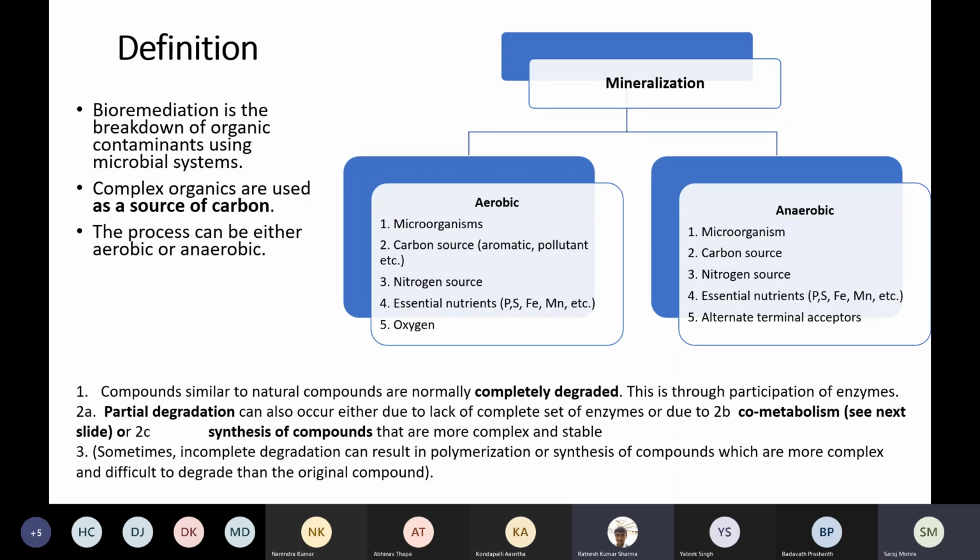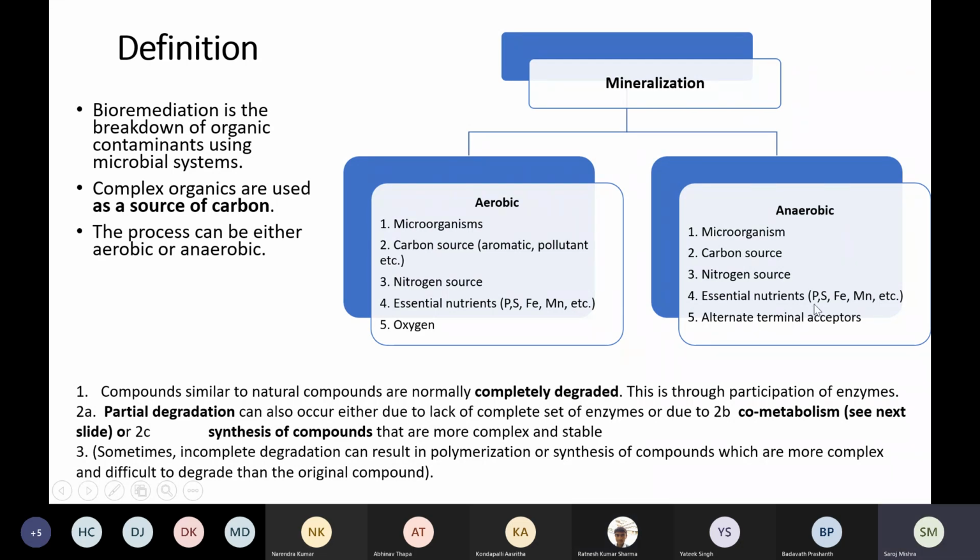Yes, ma'am, it is clear. One thing: you said that we will have to provide essential nutrients in the aerobic part, like phosphorus, sulfur, iron, manganese. Isn't it that trace amounts of these elements are available in the environment? Very true, very true.